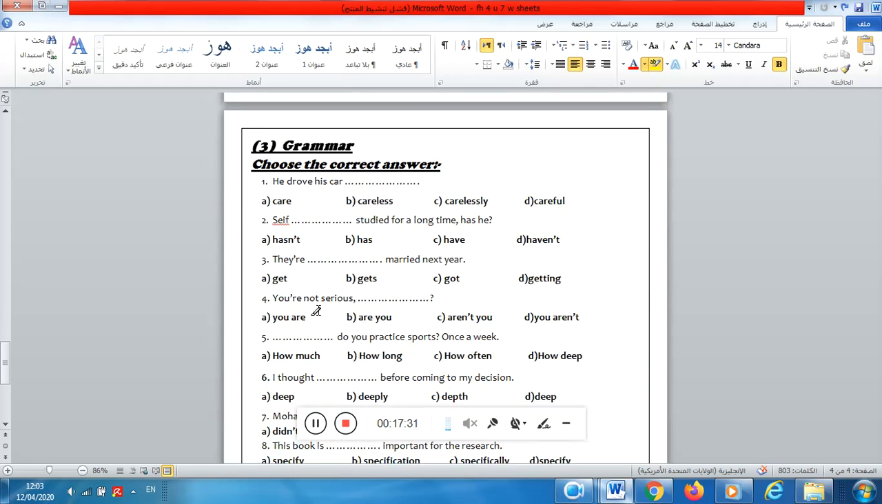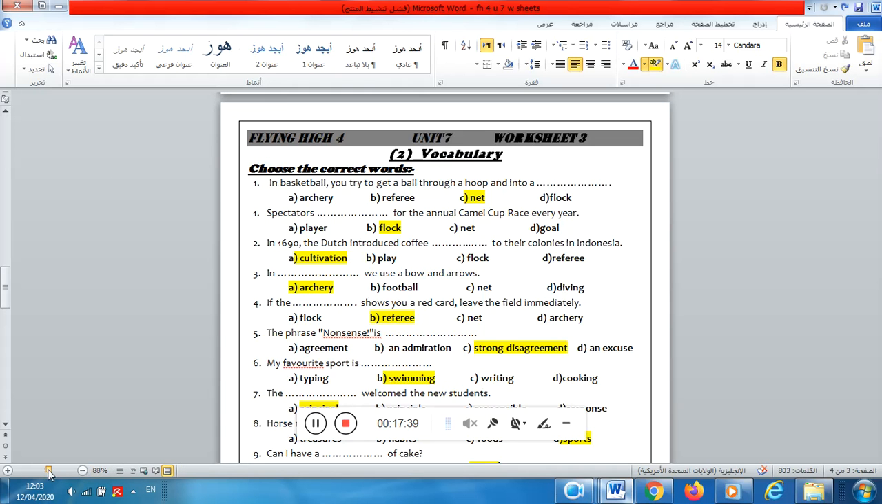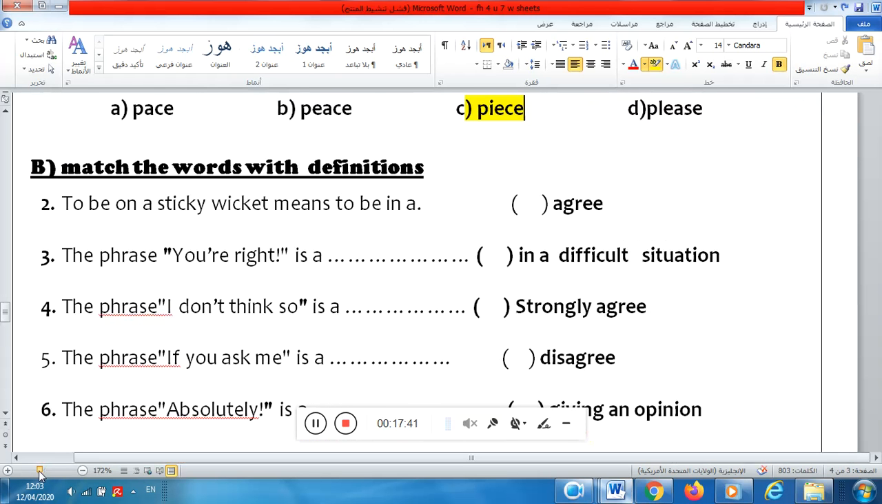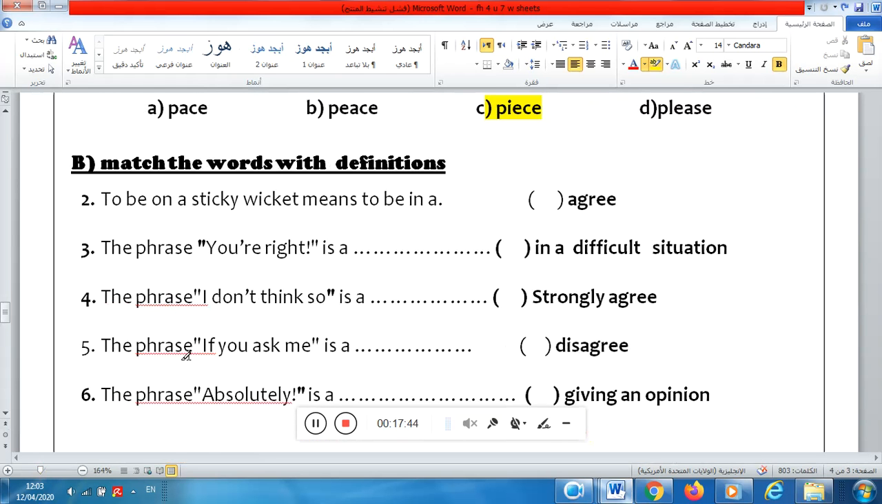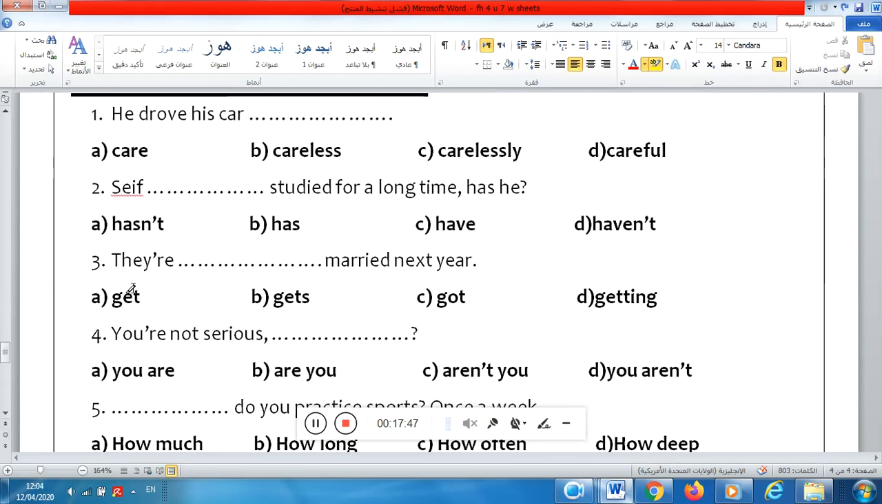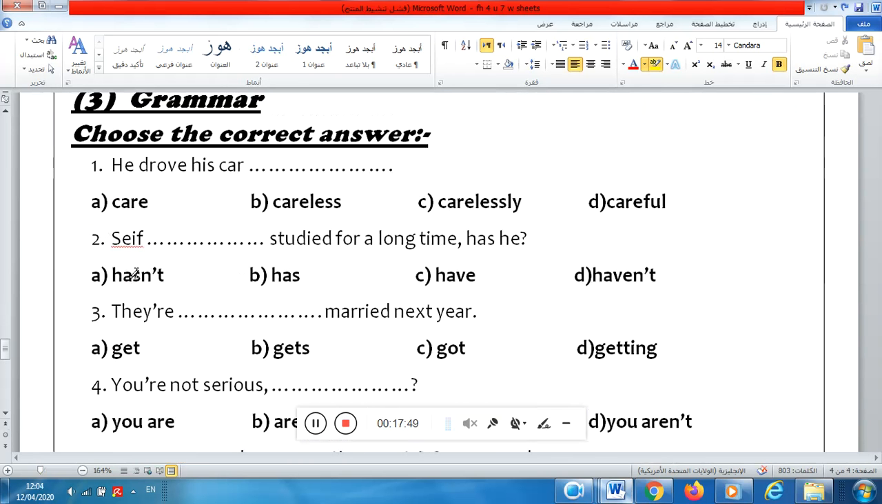Moving to the grammar section. He drove his car. How did he drive his car? What kind of word do we need here? We need a word that describes, that characterizes the word drove. How did he drive his car? He drove it carelessly. This is an adverb.